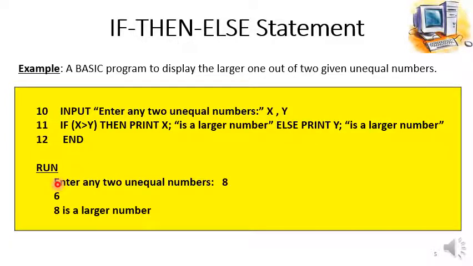For example, if we run this program, first it will display the message enter any two unequal numbers. First we input 8, which is going to be stored inside variable X, and then we press the enter key. Then we input the second number, that is 6, which is going to be stored inside variable Y. So here we already know that 8 is larger than 6. Whenever this statement is executed, it will evaluate it like this: X is greater than Y. The value of X is 8 that we have input. It is greater than Y because the value of Y is 6.